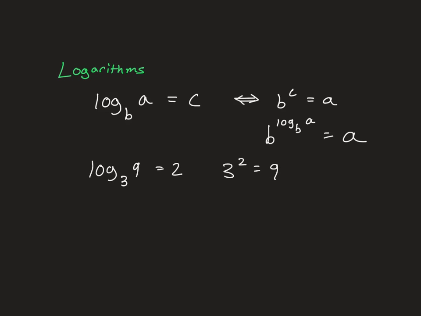And let's try log base 4 of 64. It is 3, because 4 cubed equals 64. So, logs have some interesting properties. So let's look at property number 1.